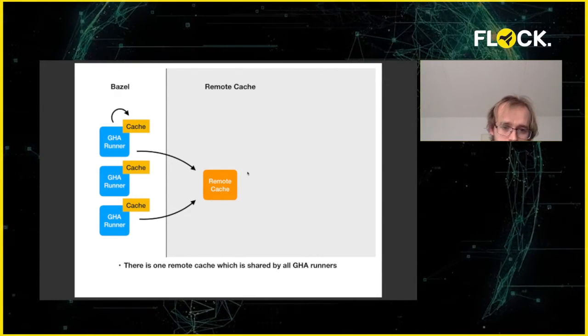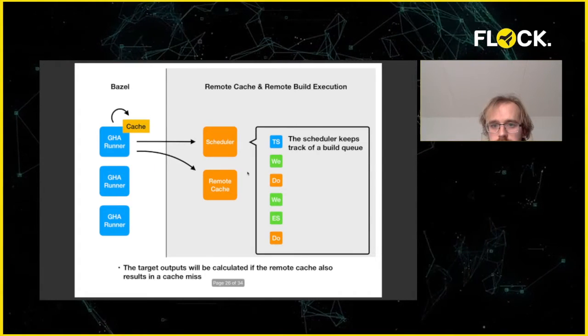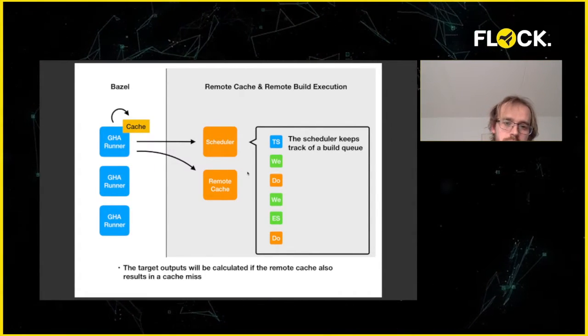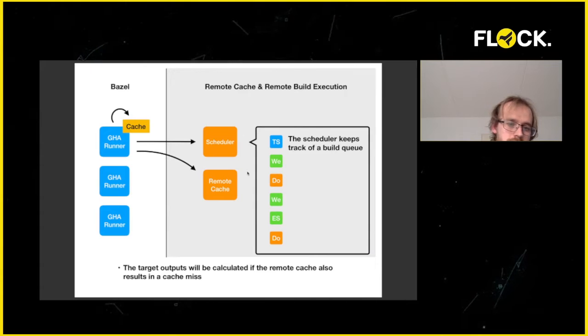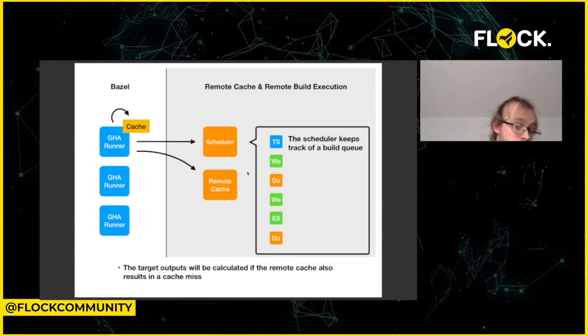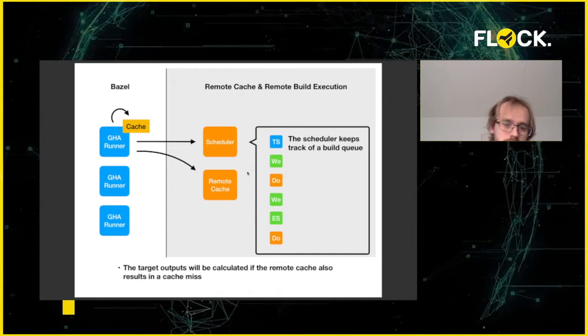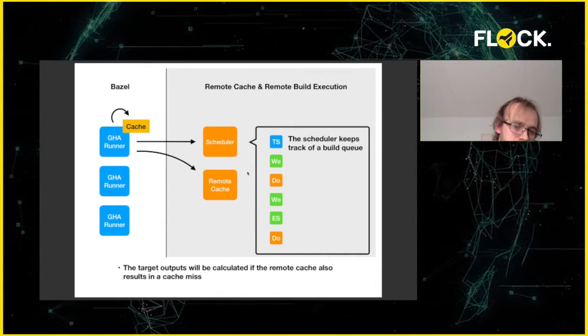The remote cache is shared by all the GitHub action runners. If also the remote cache doesn't result in a cache hit, then we have some new code that we haven't seen before, that we have never compiled, that we have never tested. So we take that code and we start to execute that.